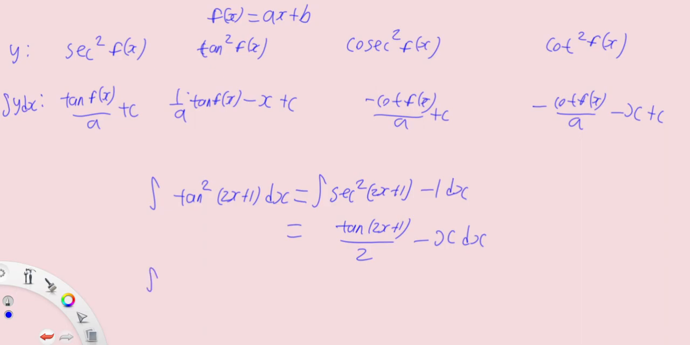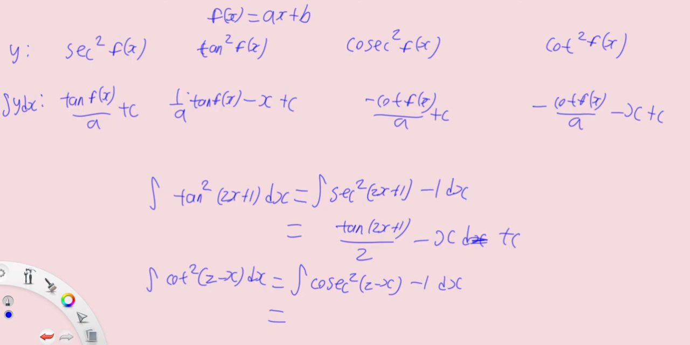Same thing for cotangent square. Let's say I have now cotangent square of 2 minus x. So it's the same as integrating cosecant square of 2 minus x minus 1. Sorry, there's no dx here. Oops, it's a plus c.